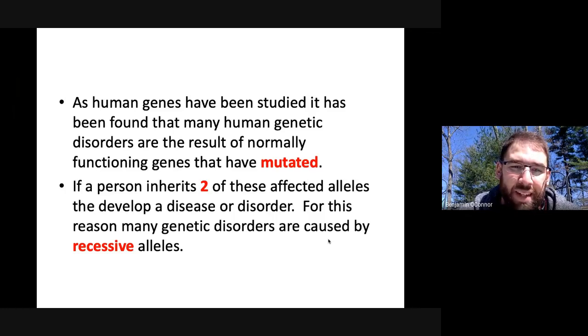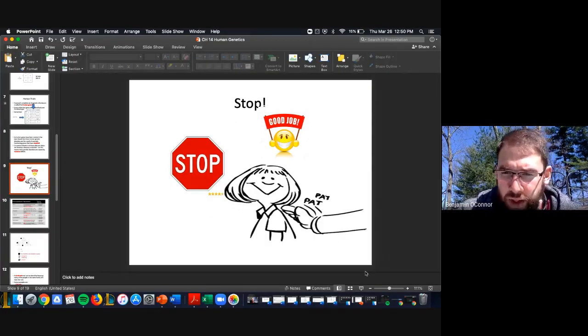For this reason, many genetic disorders are caused by recessive alleles. So recessive traits are more towards things that you need 2 of those to be present for them to show up, versus if you have 1 dominant and 1 recessive, the dominant trait is the one that persists, or actually just shows up. All right, so that's it for this PowerPoint.